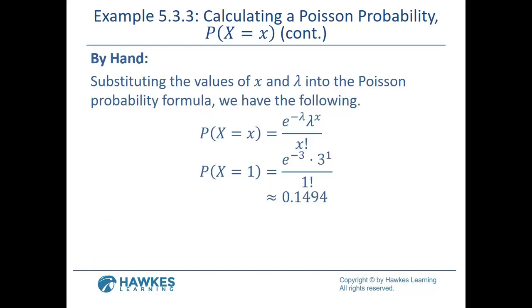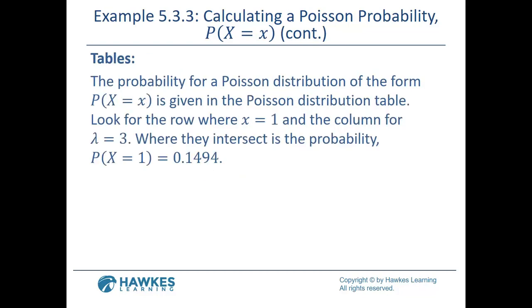Now, understand that if you are doing the by-hand method, you are literally just plugging into the formula. Do be a little careful with the factorials. Once you plug it in and evaluate, you've got your answer. If you're doing the tables, it's the same thing. Make sure you're looking at the table for the probability that X equals x, because we were talking about exactly 1. Look for the row that has X equals 1, look for the column that has lambda equal to 3, and you'll see that they intersect at 0.1494.